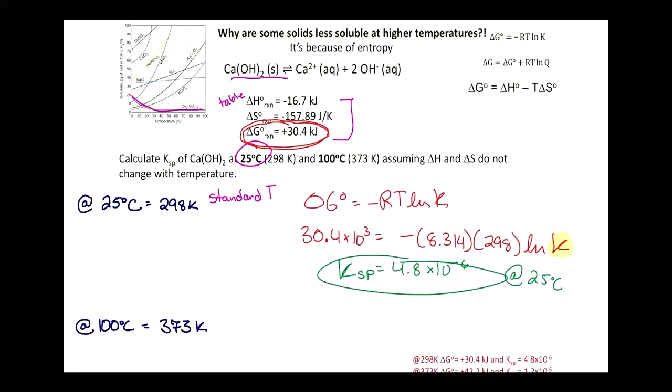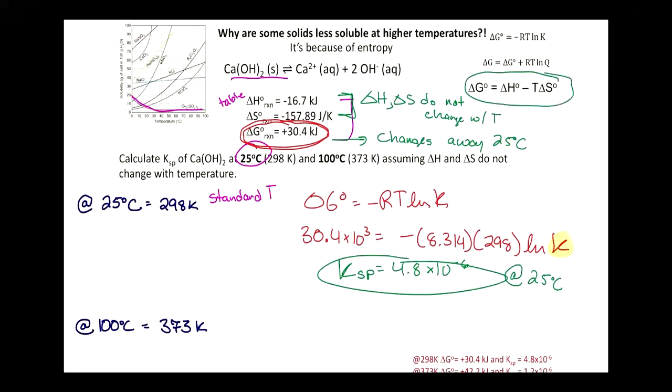Well, how am I going to get delta G at 100 degrees Celsius? Read the rest of the sentence. It says calculate at 100 degrees Celsius, assuming delta H and delta S do not change with temperature. So delta G changes with temperature as we move away from 25 degrees Celsius, but we're going to assume that delta H and delta S do not change with temperature. So this is where we're going to use this equation again.